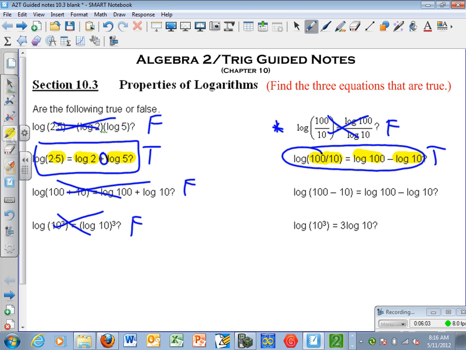Okay. Now that means the next one here, if you test that out, is not going to be true. We know that this right here has to be when we divide in here. So this one is going to be false. I'm not going to show that one on the calculator. Let's test the last one here. The log of 10 cubed, so the log of something to a power, does that equal 3 times the log of 10? So let's test that one out.